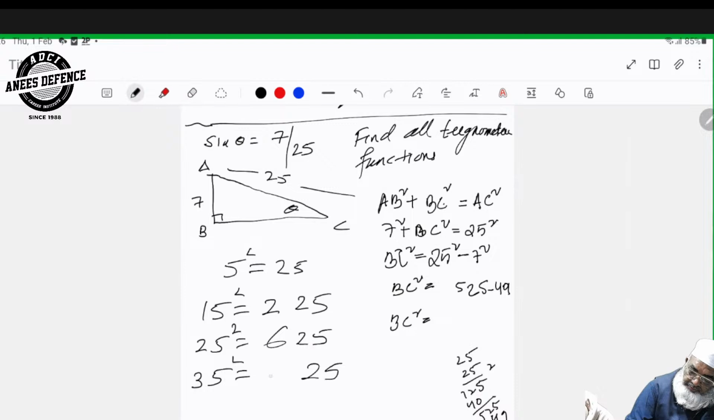3 into 4. Understood? Yeah. Tell me. Next. 4 into 5 is 20. Next. 5 into 6 is 30. Yes. 6 into 7 is 42. So now what is the mistake here? 25 square. How much should it be? 625.